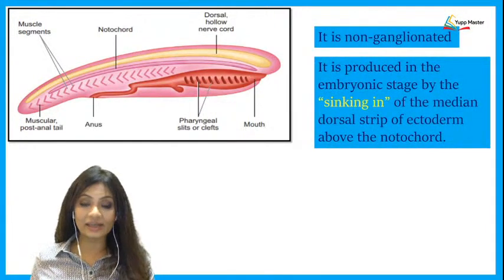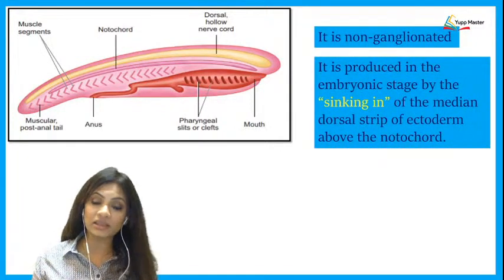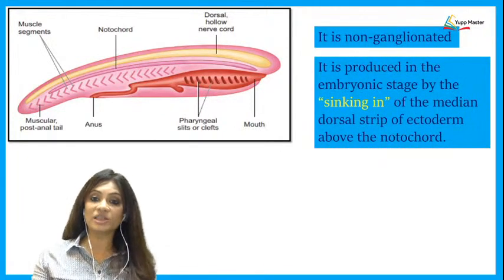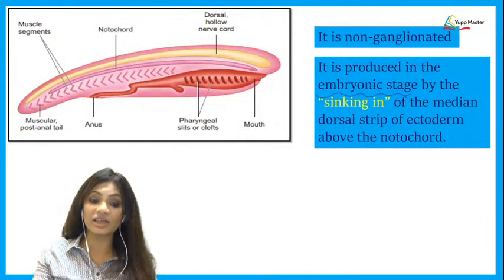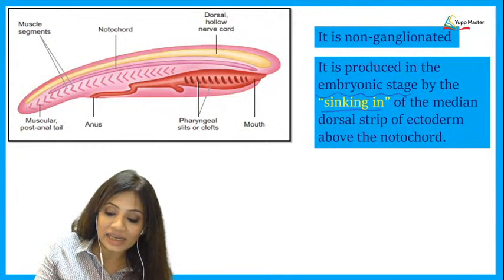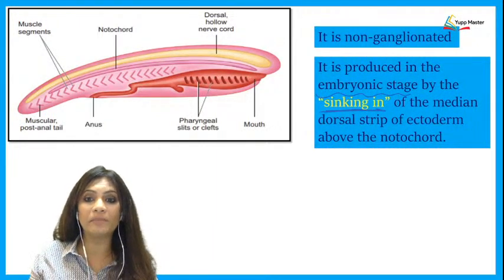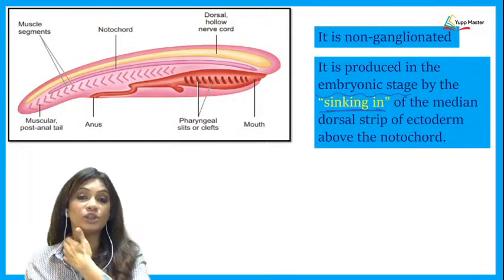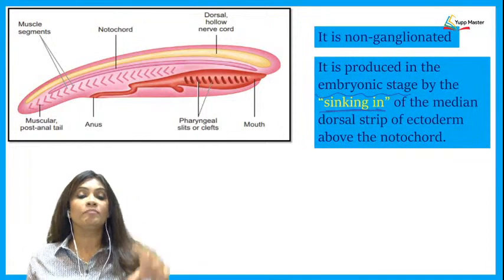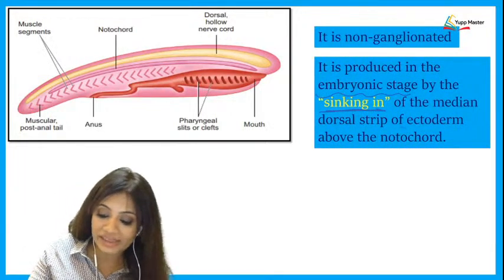Also, this is a structure which is produced at the embryonic stage. And how is it produced? It is produced by sinking in. Sinking in of what? Sinking in of the median dorsal strip of ectoderm above the notochord. So what you need to remember here is that this is a structure derived from the ectoderm.